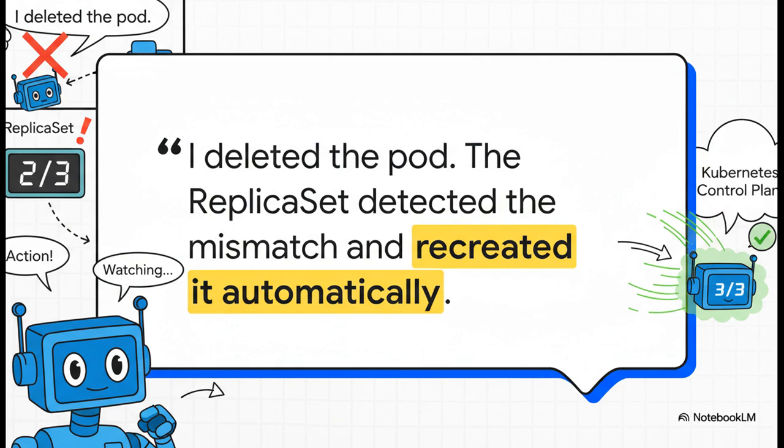I didn't create that new pod. I deleted the old one. It was the ReplicaSet that detected the mismatch between what is and what should be and automatically recreated it. That's the reconciliation loop in action, and it's the foundation of Kubernetes resilience.